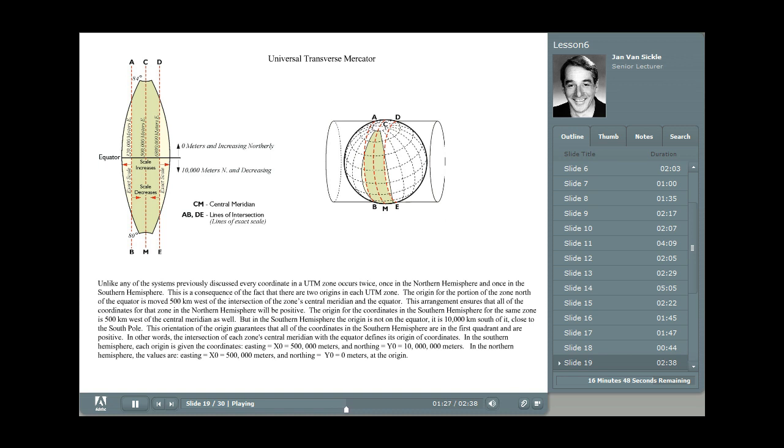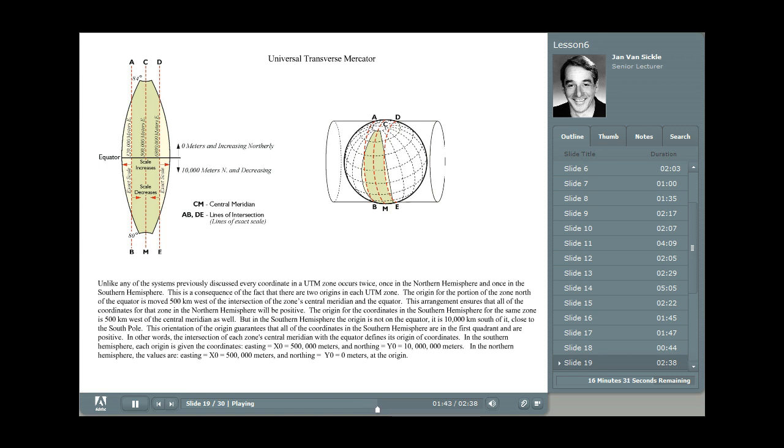The origin for the portion of the zone north of the equator is moved 500 kilometers west of the intersection of the zone central meridian and the equator. This arrangement ensures that all of the coordinates for that zone in the northern hemisphere will be positive.